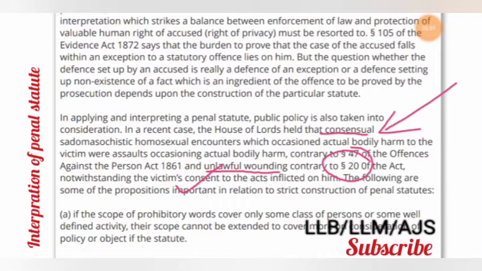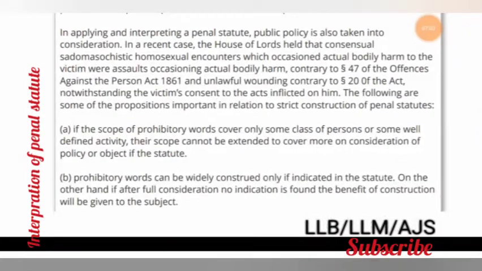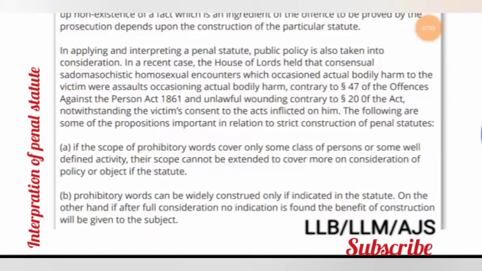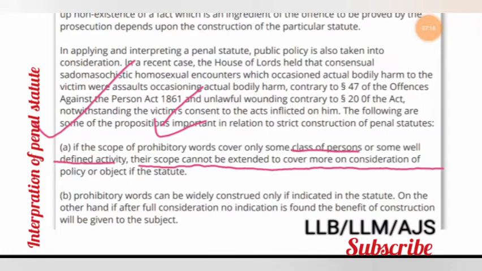The following are some of the propositions important in relation to strict construction of penal statutes. As we know, penal statutes should be construed strictly. If the scope of prohibitory, not mandatory, prohibitory words covers only some class of persons or some well-defined activity, their scope cannot be extended to cover more on considerations of policy or object of the statute.